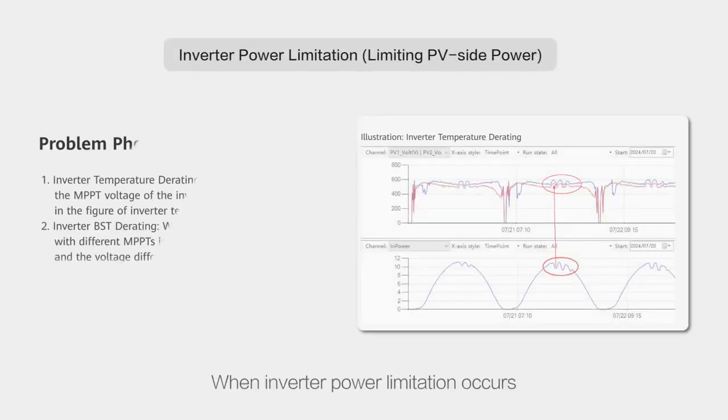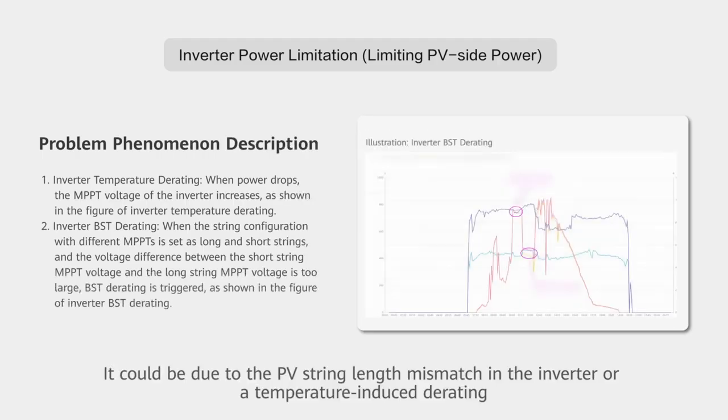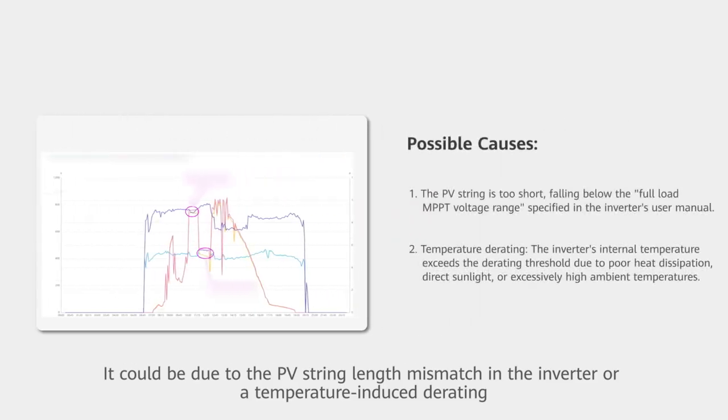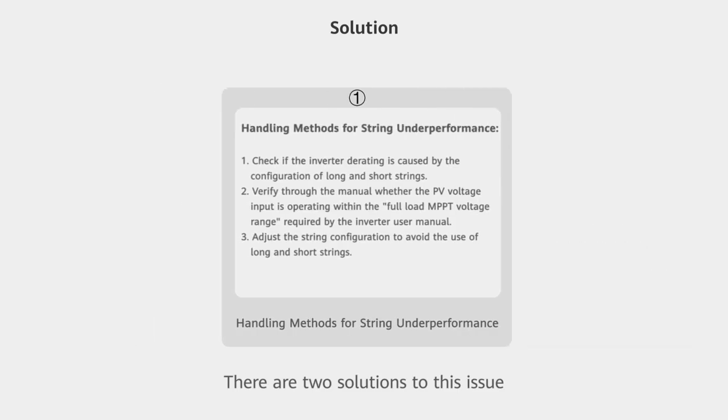Inverter power limitation. When inverter power limitation occurs, it could be due to the PV string length mismatch in the inverter or a temperature-induced derating.